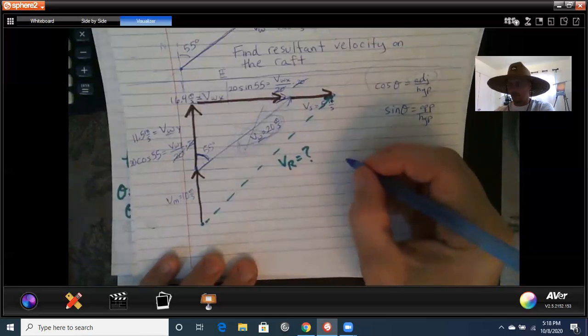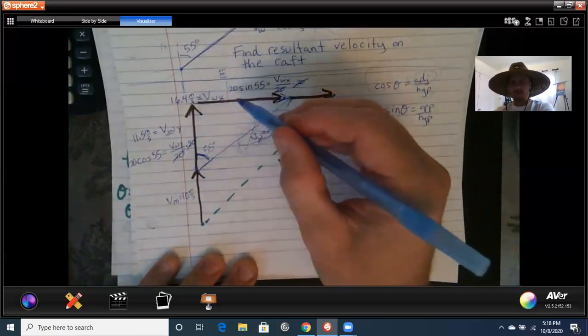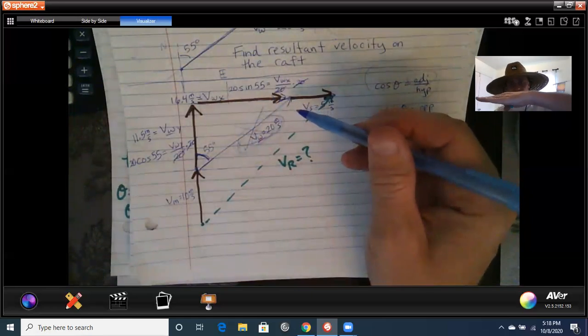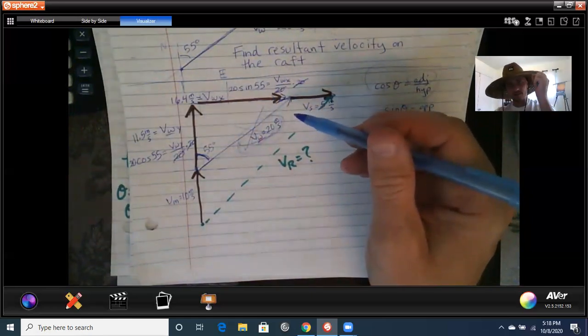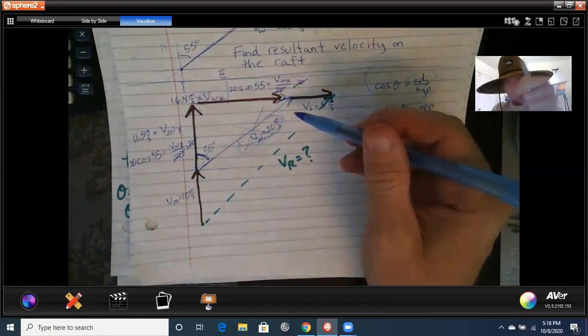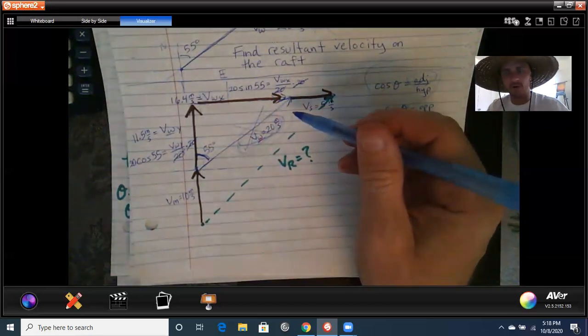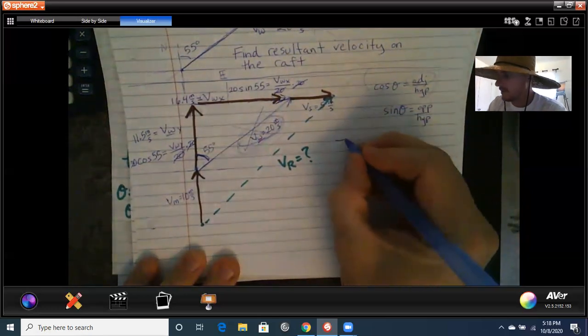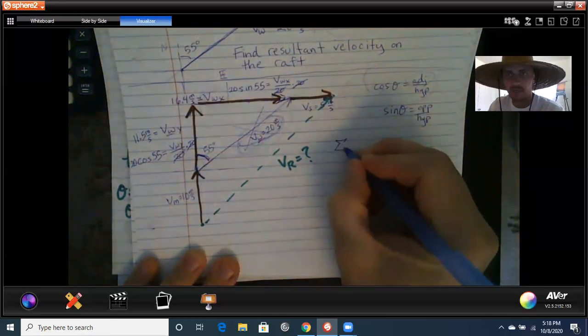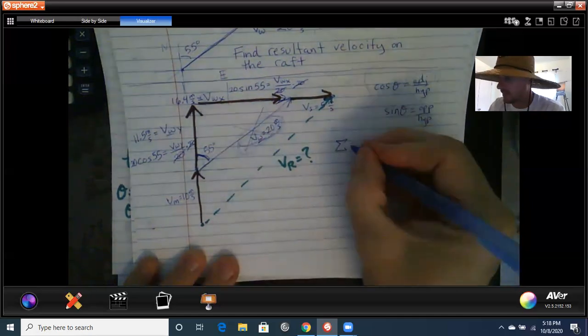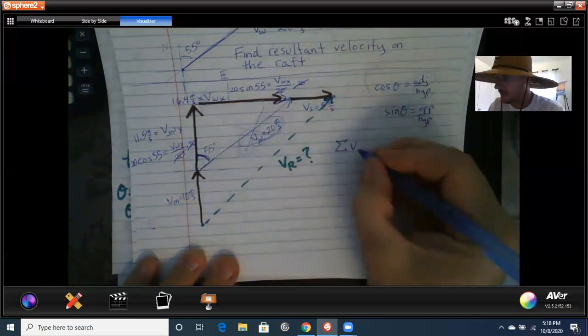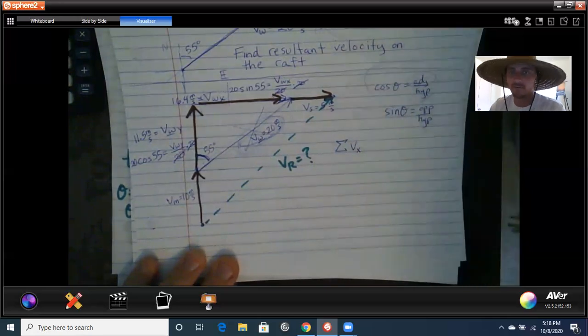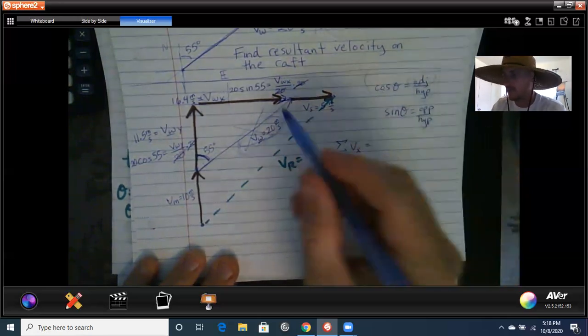Every vector that we're dealing with is purely in the x or in the y-axis. We are ready to do what? We're going to sum up our x's and we're going to sum up our y's. So I'm going to say sigma, which means to sum up the what? The velocities in the x-axis. Let's sum up our velocities in the x-axis, no problem.